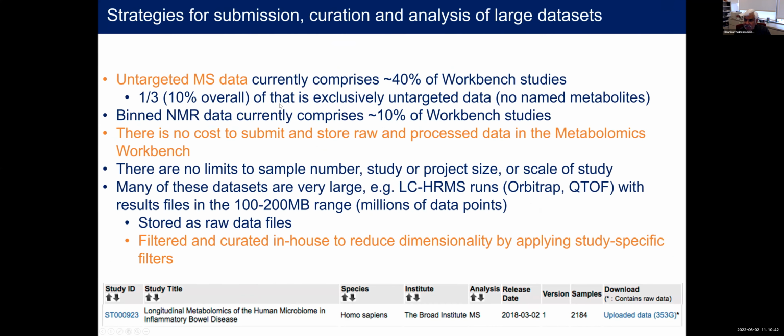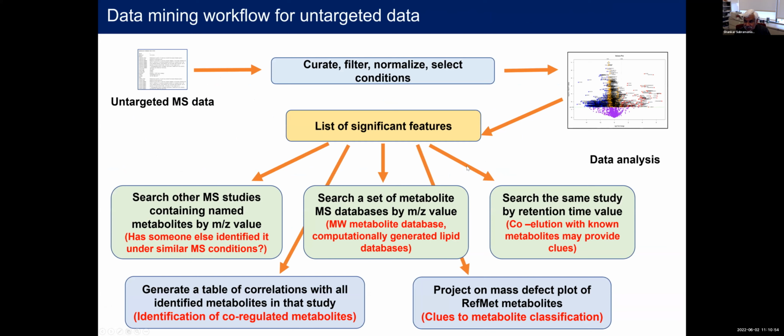What about untargeted mass spectrometry, which is really becoming very common these days? We have a lot of untargeted mass spec files. So how do we deal with them? Here's what we do. The strategy for us is to curate, filter, normalize, and select conditions. We identify from the untargeted case what the significant features are. You can view it in a volcano plot.